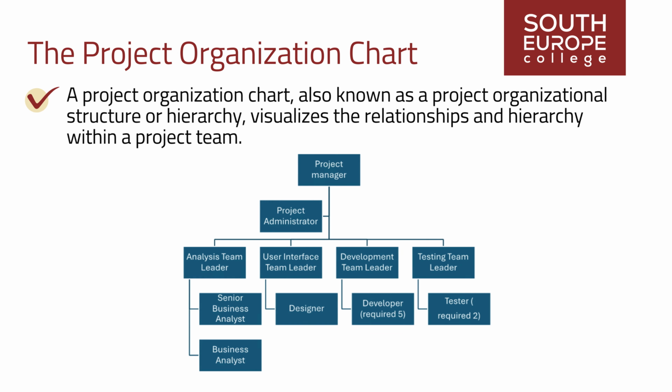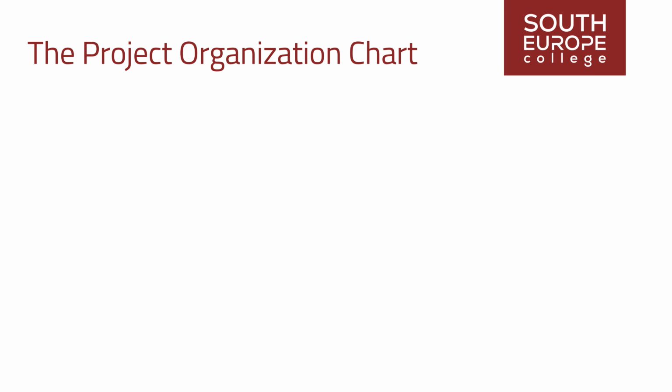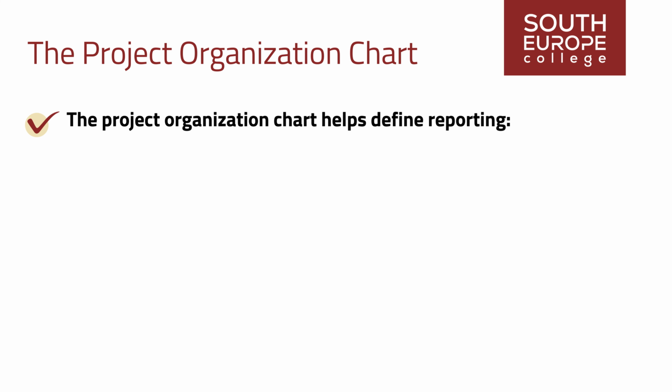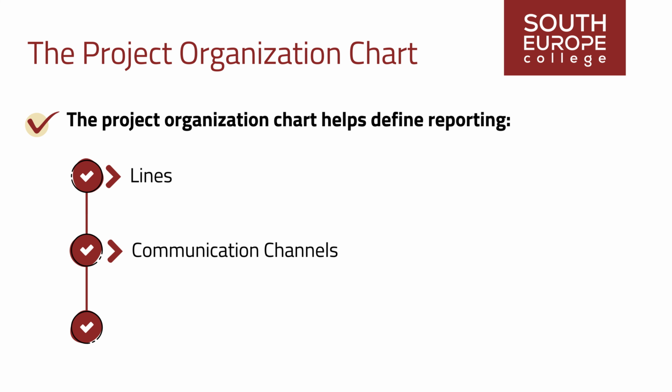A project organization chart, also known as a project organizational structure or hierarchy, visualizes the relationships and hierarchy within a project team. It illustrates how different roles and responsibilities are distributed among team members and stakeholders throughout the project's lifecycle. The project organization chart helps define reporting lines, communication channels, and decision-making authority, fostering effective collaboration and coordination.